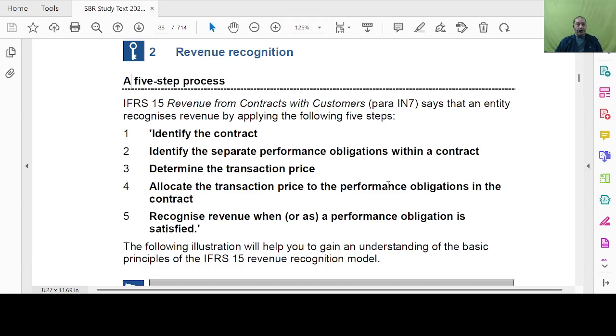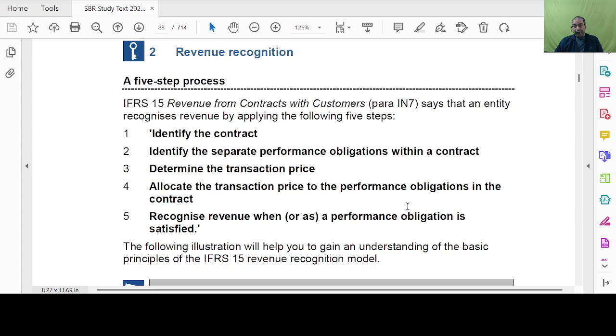So there is an obligation on one party to sell the goods, and there is an obligation on the other party to buy the goods and in return pay a consideration on the performance, on the satisfaction of a performance obligation. So what is a performance obligation?